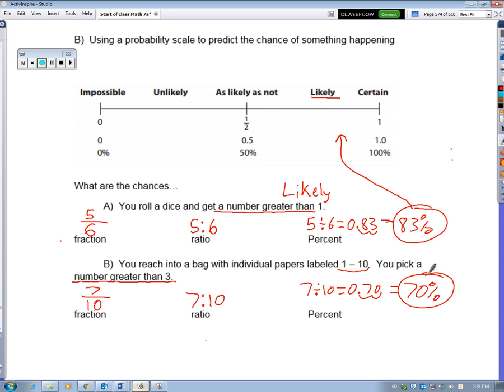And on our scale, that would fall pretty close to the 83, probably right about in there somewhere. So it still has a likely chance. So if someone asked us this question, what is your chances? You could tell them it was likely.